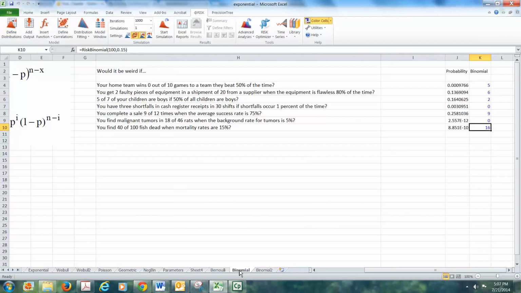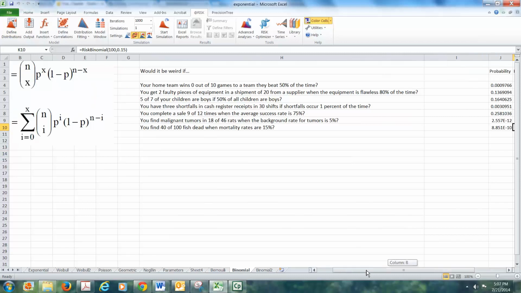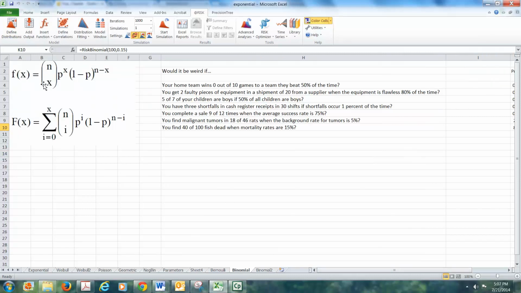Let's move on now to the binomial distribution. And we begin here with the mass distribution function and the cumulative distribution function. Notice that we now have two parameters, n and p. X, of course, would be the data.